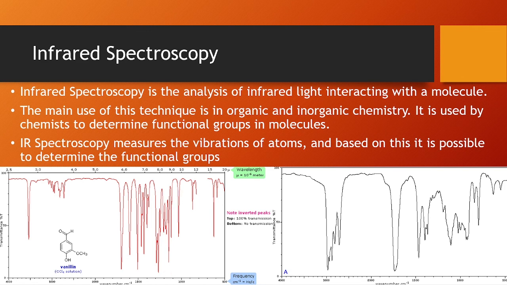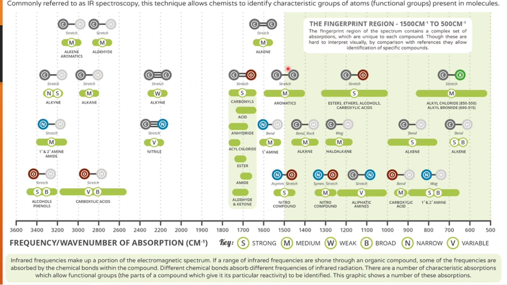So you use where the peak is, and in your formula book there is a table that will say, okay, a peak that is found at 1,450 to 1,350 is an alkane bend. So it will tell you if you have a peak at 2,800 to 3,000, it's a carboxylic acid. So you just need to be able to recognize, well, what actually does that mean?